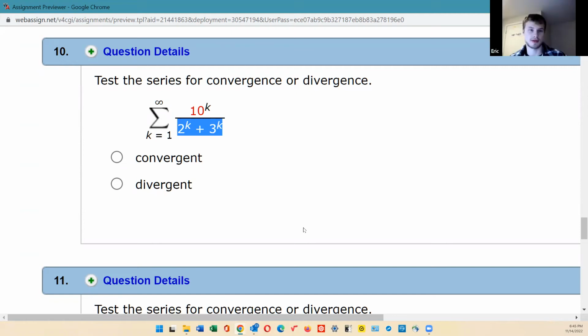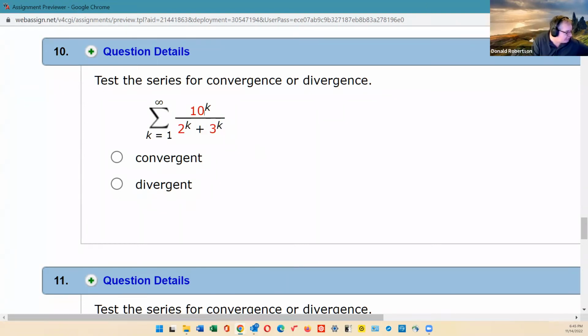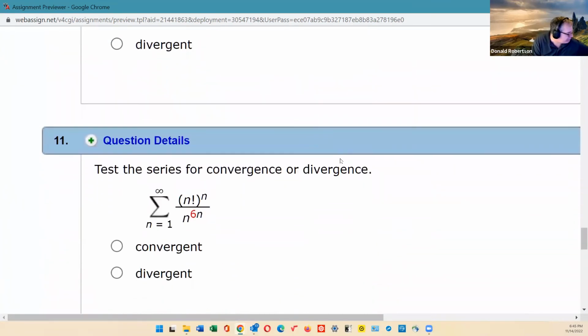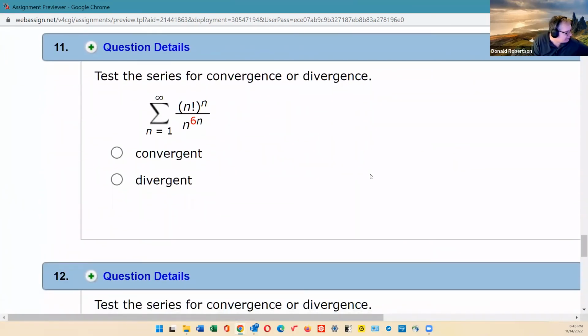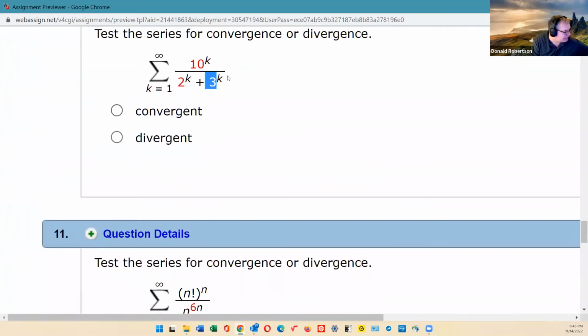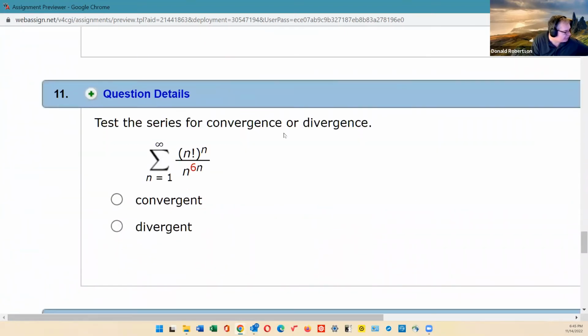Guessing 3 to the power of k. Right, so if you've 10 to the k over 3 to the k, isn't that 10/3 to the k? So it's going to diverge. But it's a limit comparison test. You could have actually done 10 to the k over 2 to the k as well, but I think the 3 to the k is a better choice. In fact, 3 to the k is realistically the only choice you should have checked.